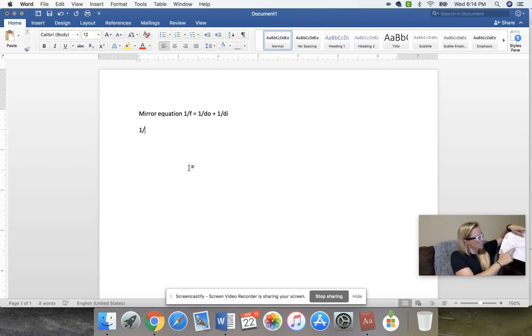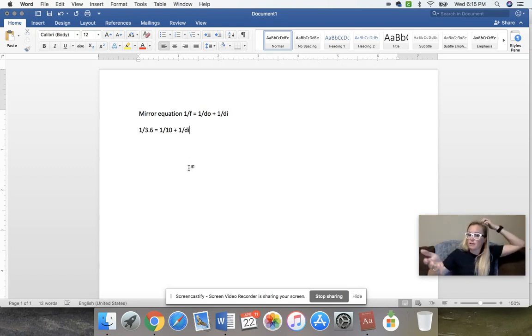I took my meter stick, or my little ruler that I have here, and I just measured from the mirror to the focal point. It was roughly 3.6 centimeters. So 3.6 is equal to 1 divided by the distance of the object, which I placed 10 centimeters away, plus 1 over di, the distance of the image. On here, whenever I measured it out, we got roughly 3.6.